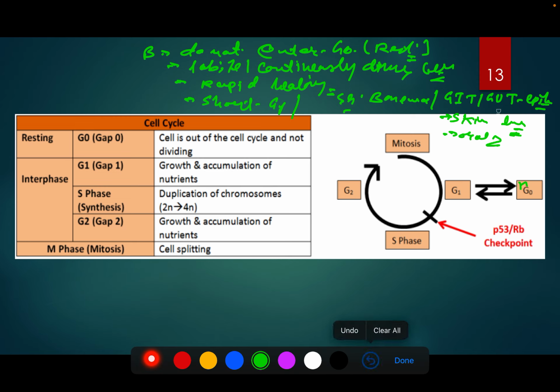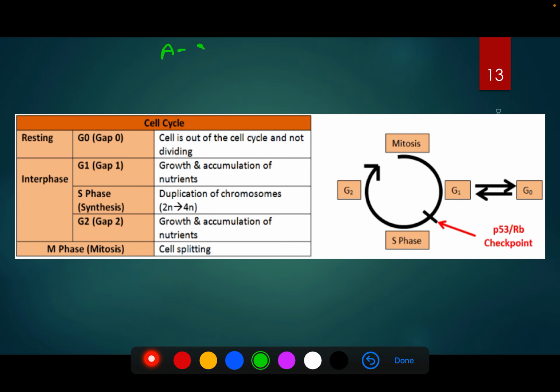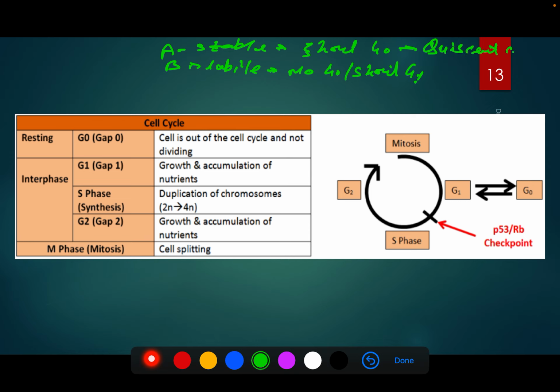The first type, type A, was what? Type A was stable and had a short G0. Type B is what? Labile has no G0, but it has a short G1. And this cell is what? This is also the stable cells. They are also called the quiescent cells. So remember this one.